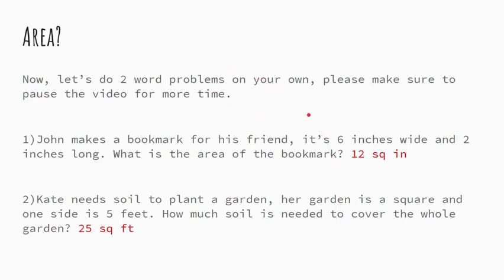Okay, so for the first one, you should have gotten 12 square inches. For the second one, you should have gotten 25 square feet. If that is not what you got, no problem, we're going to go over them.